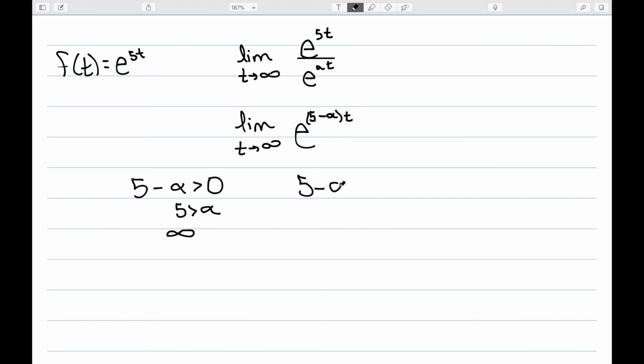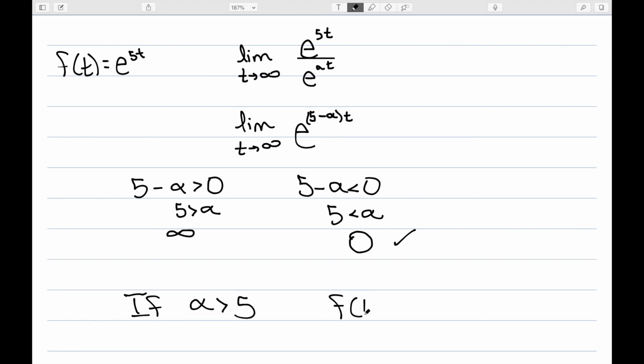However, if 5 minus alpha is less than 0, so in other words, alpha is bigger than 5, then this exponent here will be a really big negative number, and e to a really big negative number is 0. So this works provided alpha is greater than 5. So in other words, the absolute value of f of t is bounded by something like e to the 6t. This is not the only possibility here. It works for any number there greater than 5, but this is one example.